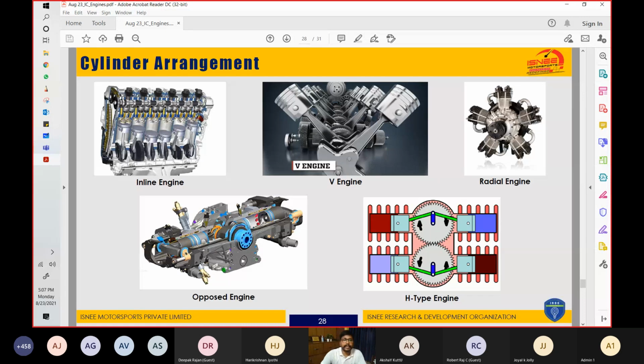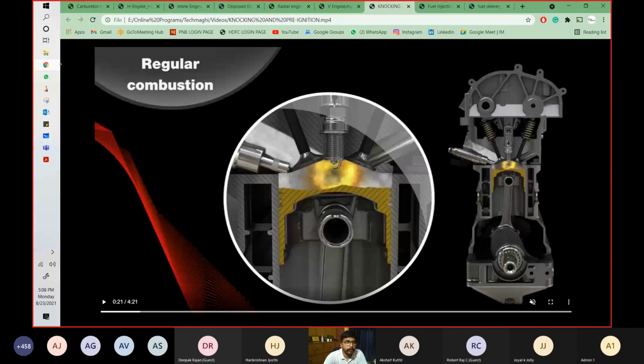So we'll see how these various engines work. Again, I'm telling you this has nothing to do with spark ignition or compression ignition. This is just the type of engine, and you can have a spark ignition engine or compression ignition engine in these types. So we'll just show you the working. Don't go by the fuel type. First we will see the inline engine.